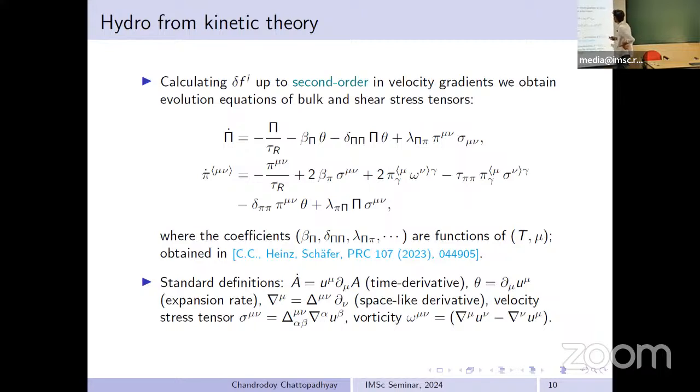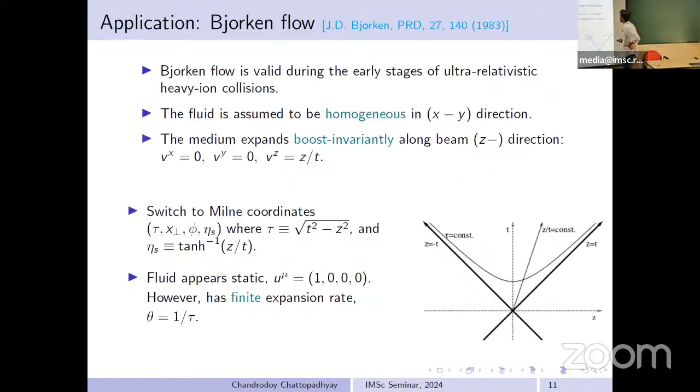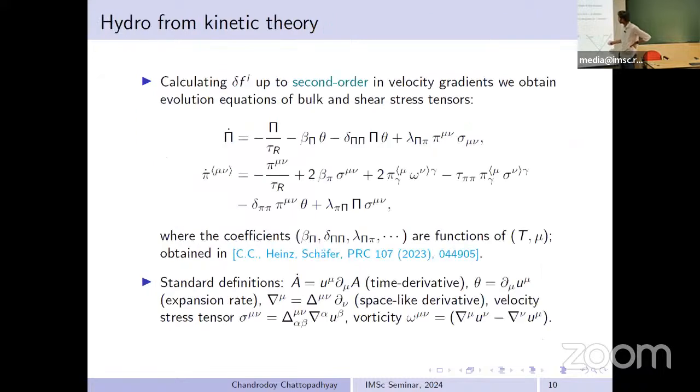Here I have not written the complicated coefficients that come out, because they are functions of this pseudo temperature and pseudo chemical potential. I have used some standard definitions here. For example, theta is the local expansion rate of the system, sigma is the velocity stress tensor of the system, omega is the vorticity, and so on. So after this, what we look at, yes.